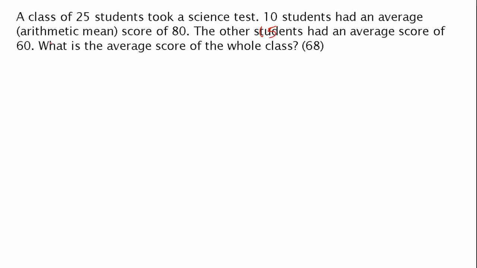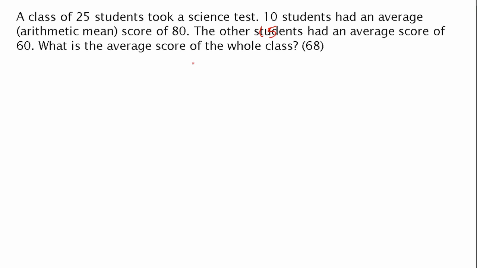Alright, so question 2 says, a class of 25 students took a science test. 10 students had an average score of 80. The other remaining students had an average score of 60. What is the average score of the whole class?